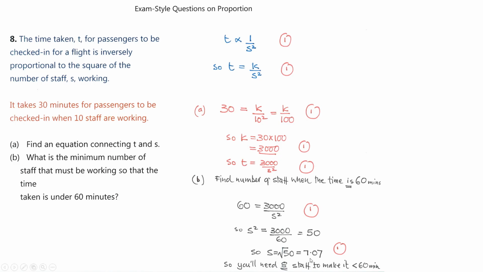Even if you didn't do this bit, these stages, once again, you can pick up the marks. So there's 1, 2, 3, 4, 5, 6, 7 marks there. You can pick up most of those marks.